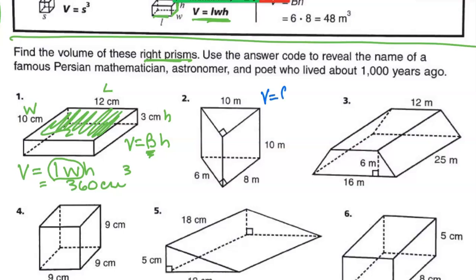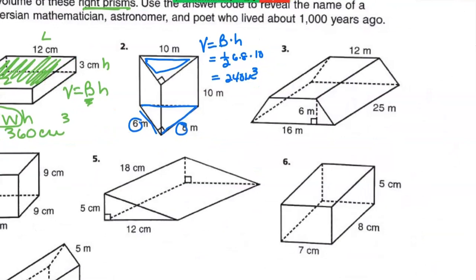So volume equals capital B, which is the area of the base. Your base is a triangle, times the height. Okay, so the height I see is 10 meters. The base is the base of a triangle, so it's 1/2 base times height. So what do I have here? I have my base and my height. Here's my triangle right there. So that's going to be this times this. So I have 1/2 times 6 times 8 times 10. And that's going to give me 240 meters cubed.